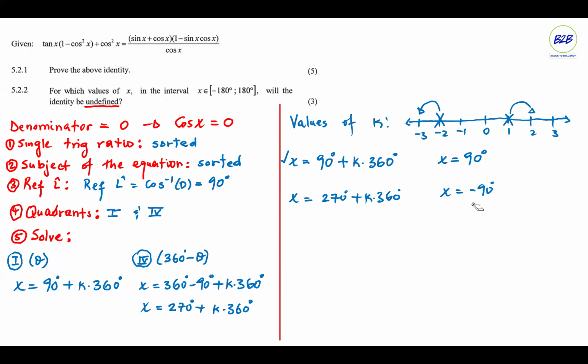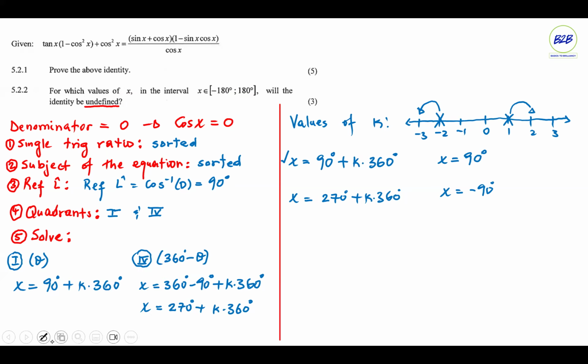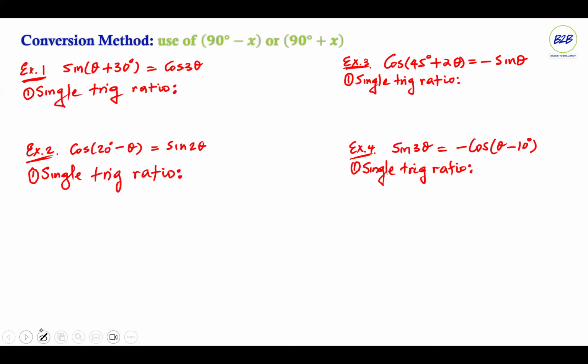And that, folks, is how we solve this specific problem, which is: for which values of x in that given interval will the identity be undefined? That begins with letting the denominator be equal to 0. Let us move along into the next set of problems.